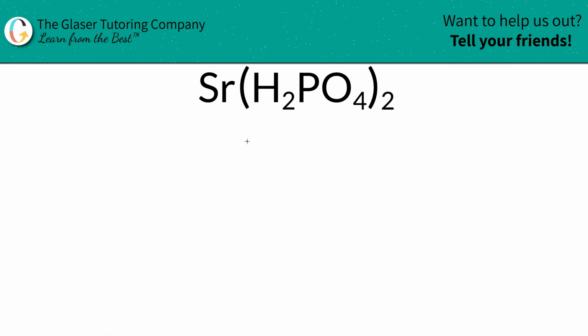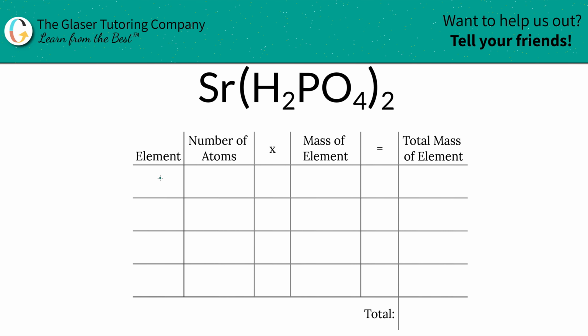So let's find the molar mass of strontium dihydrogen phosphate. I have a nice little table to help us out. Take a look. So the first thing I'm going to do is write down the elements we have in the compound: strontium, hydrogen, phosphorus, and oxygen. Next is to identify the number of atoms of each, and that's where the subscripts come into play.